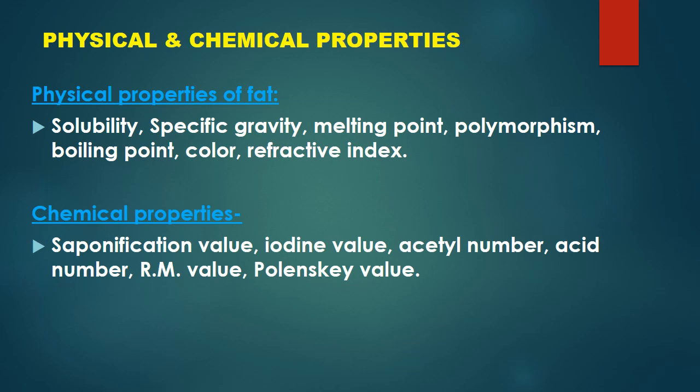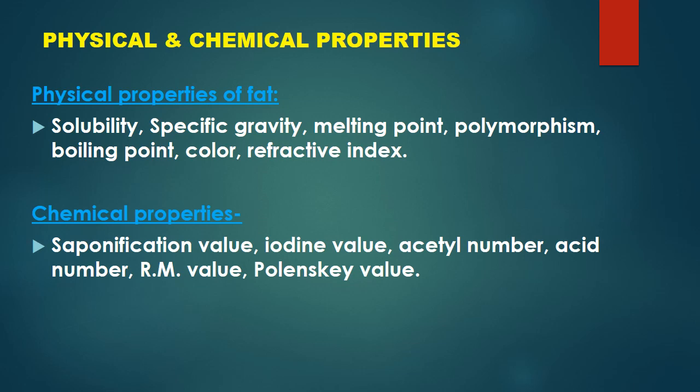Similarly, there is polymorphism, that is the same compound can have different structural forms, like trans isomer and cis isomer. Boiling point is the temperature at which it starts boiling. It depends on the composition of the fatty acid, short chain or long chain, monounsaturated, polyunsaturated or totally saturated. That makes the difference. Generally it can be up to 130, 150, 170 degrees. Color differs due to many factors. Refractive index is another important property for fats.